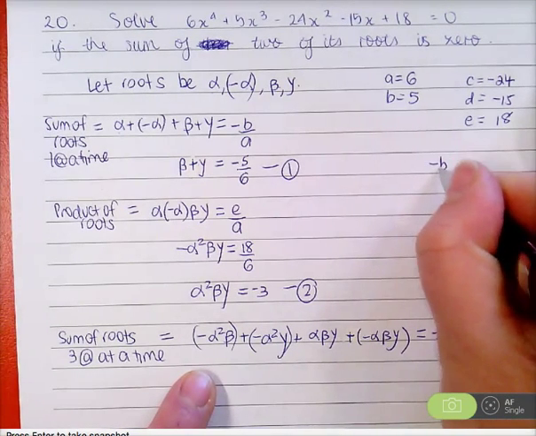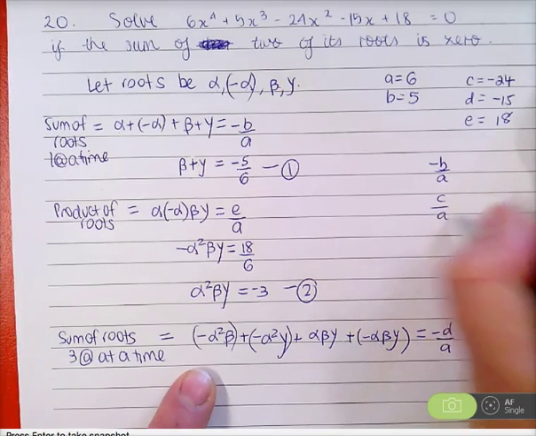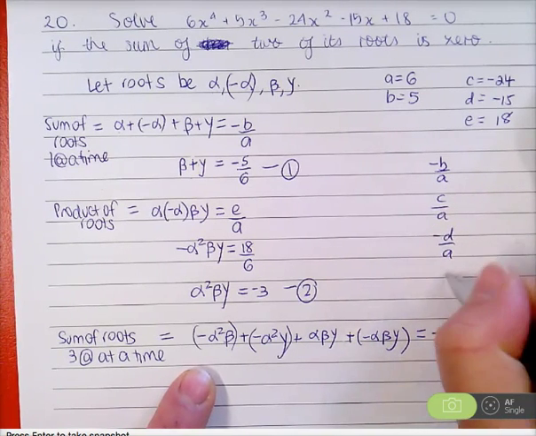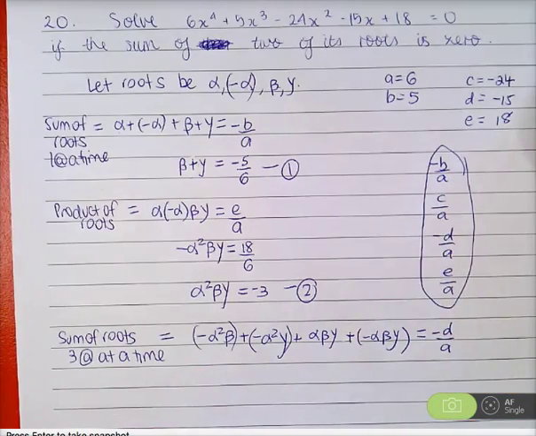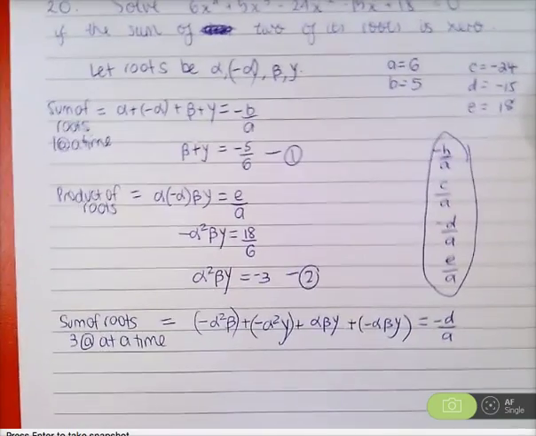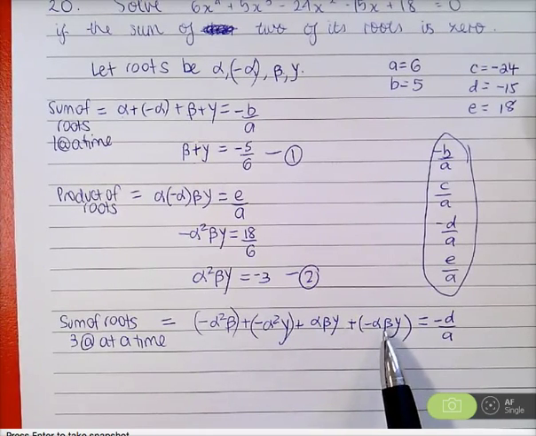Because it goes like this. Minus B on A is 1 at a time. C on A is 2 at a time. Minus D on A is 3 at a time. E on A is 4 at a time. Remember that? So it's 15 on 6. Well, girls, what's good about this is that the last two cancel.